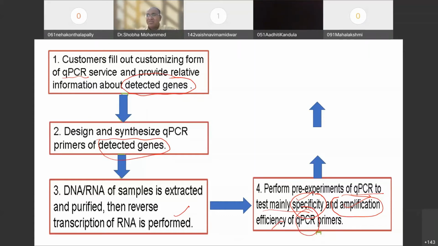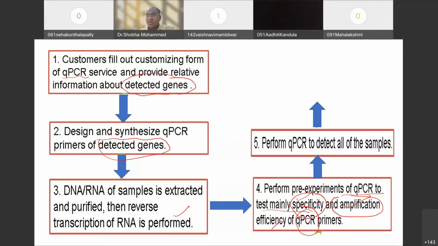I call it a pilot study. Generally, we call it a pilot study. So the pre-experiment part I am also going to run. That report I am not going to give to the patients or to the doctors. Once the pre-experimental part is correct, then I will run the sample.